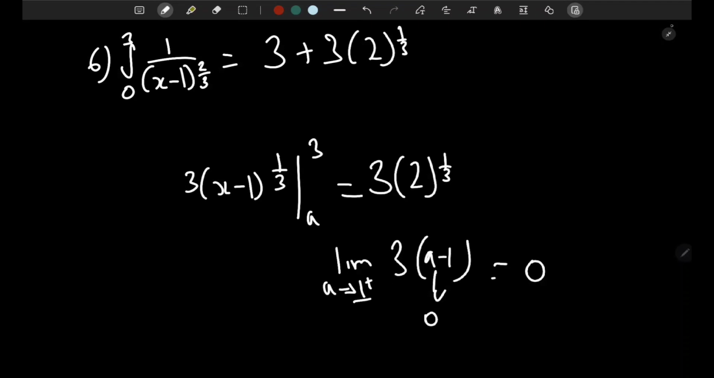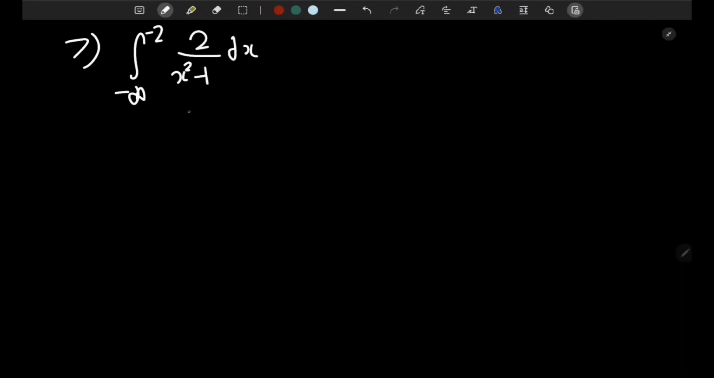Let's move on to our next question 7, where we have the integration from negative infinity to negative 2 of 2 over x squared minus 1 dx. So now we realize the first thing is what makes this denominator or this fraction undefined. It is going to be x cannot be equal to plus minus 1. And here we realize that in our limits we are not having plus minus 1. So we don't need to worry about that.